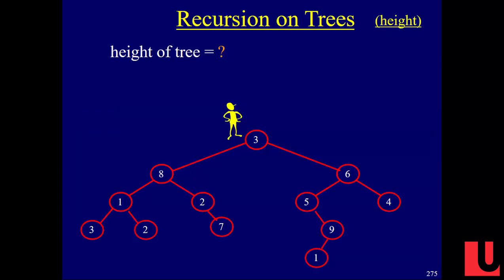No weird traversals. What's the height of the tree? What's the height of this tree? How do I calculate the height of the tree? Max height of left and right.